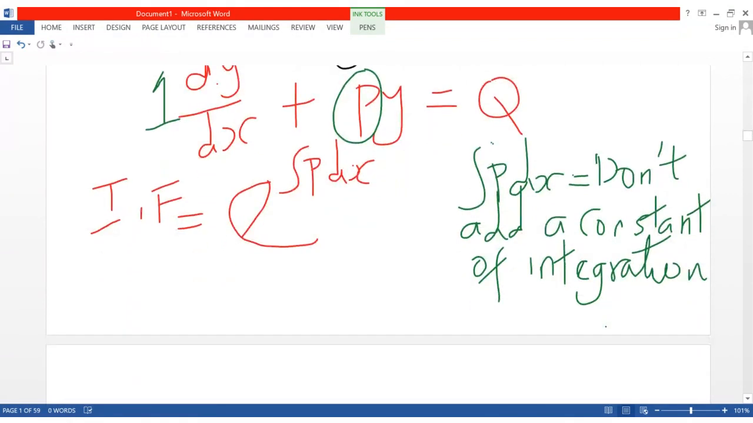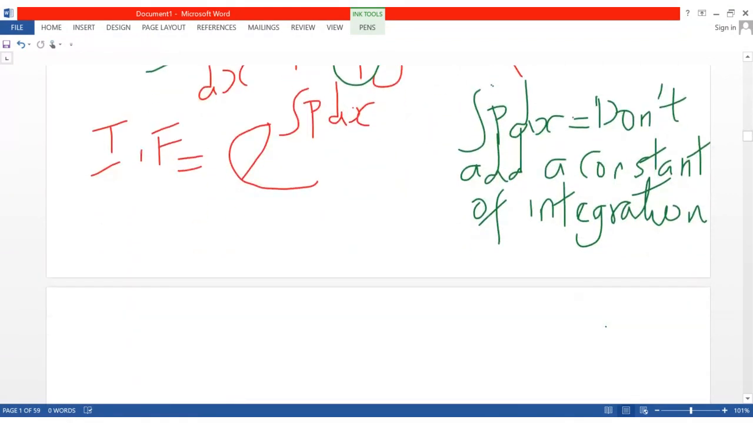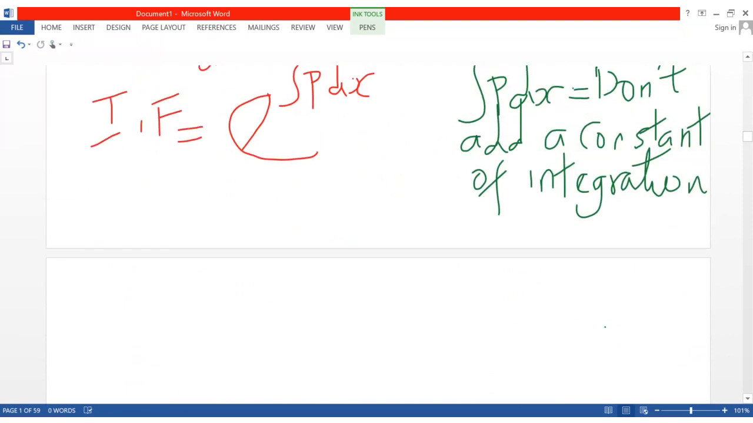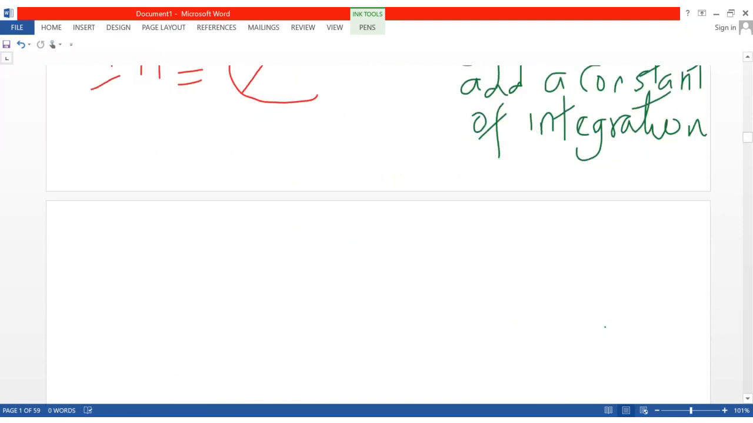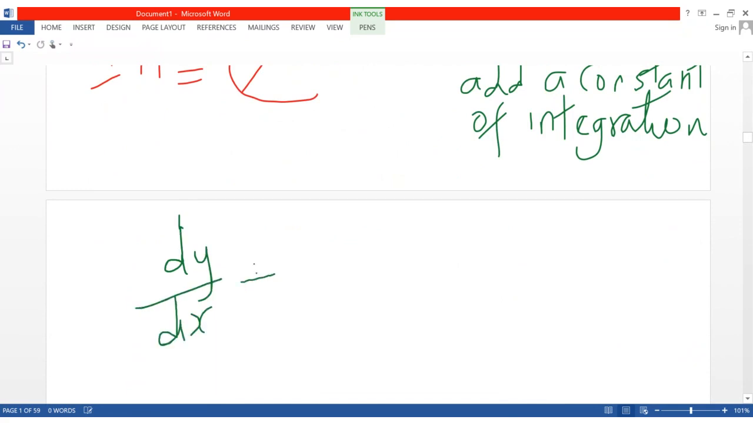After you do that, you take the integrating factor and you multiply with the whole of the equation. So this is the equation that I have: dy over dx plus Py.